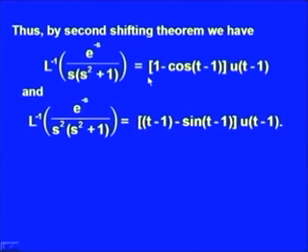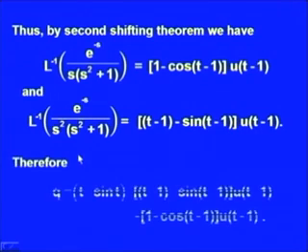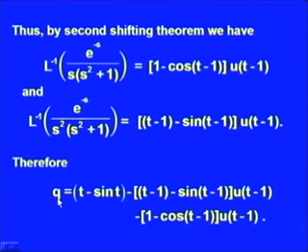And then similarly, the inverse Laplace transform of e to the power minus s over s square into s square plus 1 may be written. It will be equal to t minus 1 minus sin of t minus 1 into u of t minus 1. And therefore, we will have q equal to t minus sin t minus (t minus 1 minus sin of t minus 1) into u of t minus 1 minus (1 minus cos of t minus 1) into u of t minus 1.